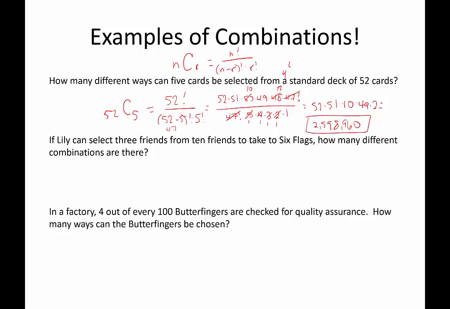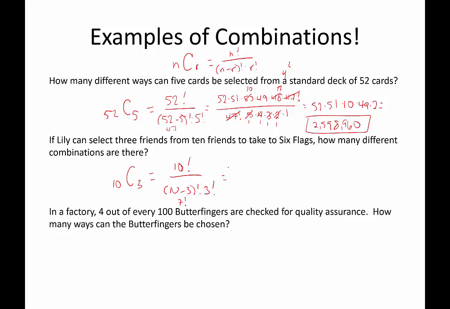Okay, in the next example, if Lily can select 3 friends from 10 friends to take to Six Flags, how many different combinations? So how many different ways can she choose 3 friends out of 10 friends? So this would be 10 choose 3. Plugging into the formula, that would be 10 factorial over 10 minus 3 factorial times 3 factorial. 10 minus 3 is 7, so this would be 7 factorial.